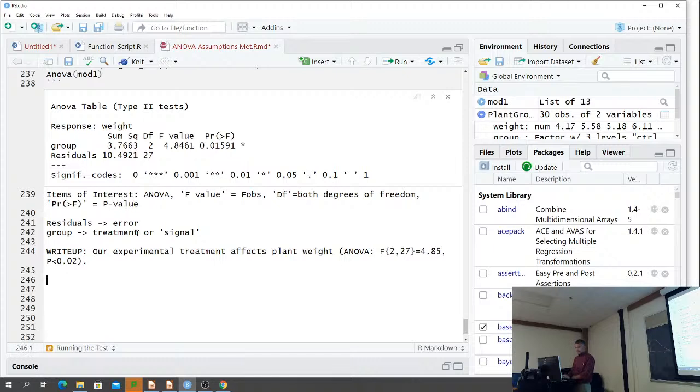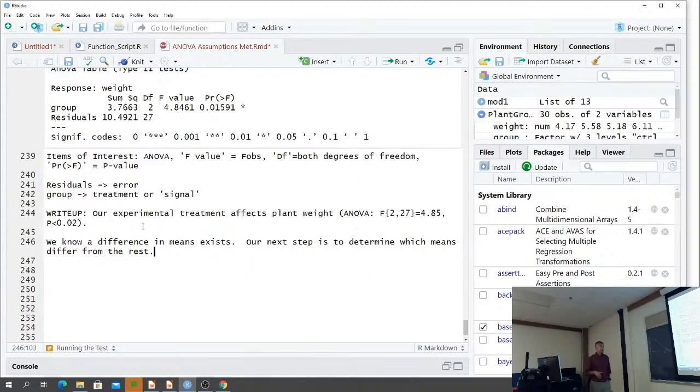So now we know a difference in means exists. Our next step is to determine which means are different from the rest. It could be that all are different, it could be that none of them are different.